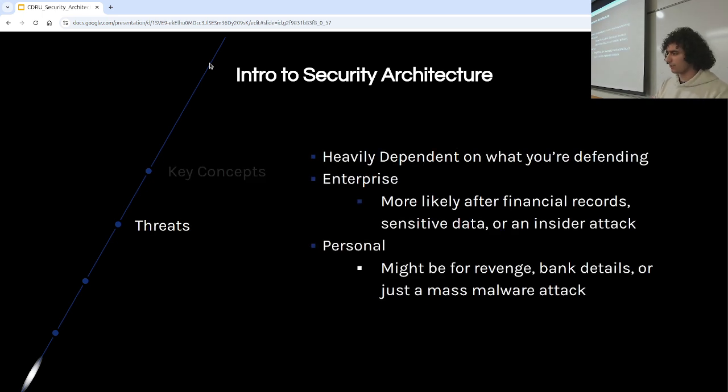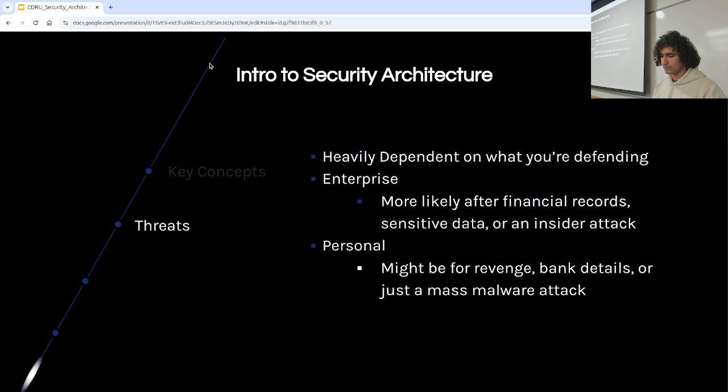Let's talk about the threats that we have to defend against. And this really does depend on what kind of perspective we're looking at. If we're looking at a solely enterprise or solely industrial perspective, we have to worry about hacktivists, cyber criminals, insider threats, disgruntled employees. There is a massive difference between that and working on your personal defense.